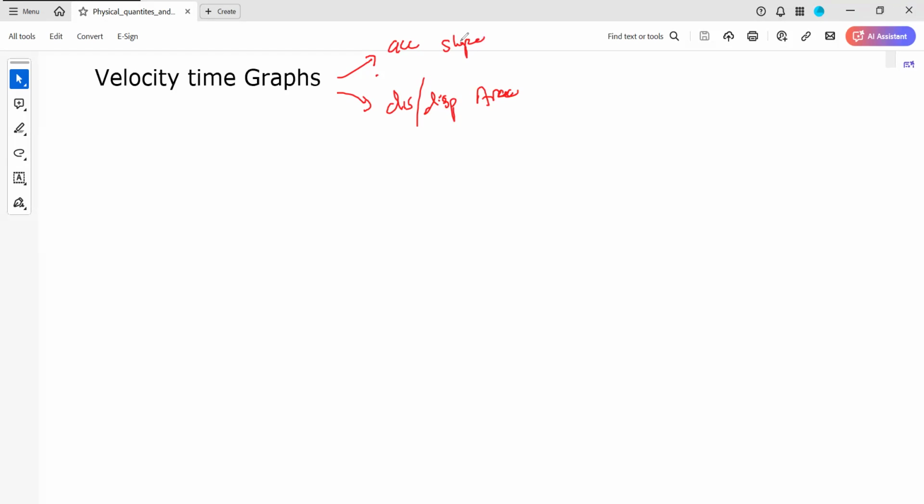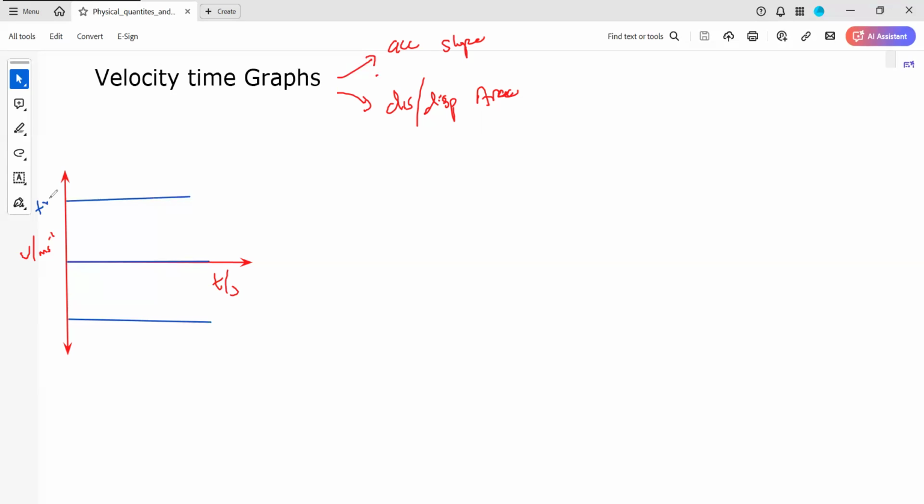The first one, you should understand the shape of the graph and then how we can use it to calculate certain values. So for example, we have a velocity time graph, on the y-axis we have a velocity, meters per second, and on the x-axis we have a time. We may have a velocity time graph with a horizontal line above the origin, a horizontal line on the x-axis, or we may have a horizontal line below the origin.